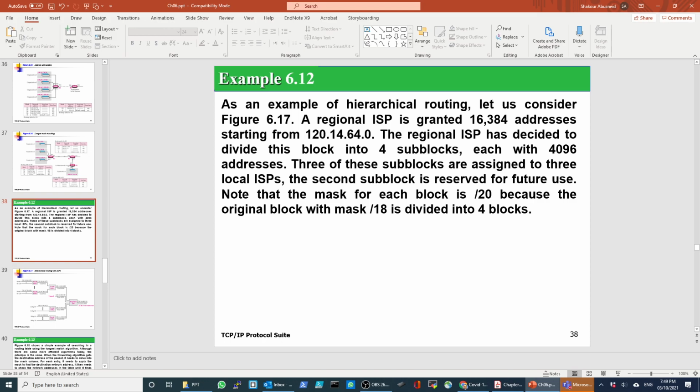As an example in hierarchical routing, let us consider figure 6.17, which is in here. The regional ISP is granted 16,384 addresses, starting from this IP address. The regional ISP has decided to divide this block into four sub-blocks, each with 4,096 IP addresses. Three of these sub-blocks are assigned to three local ISPs, and the second sub-block is reserved for future use. Note that the mask for each block is slash 20, as you explained.